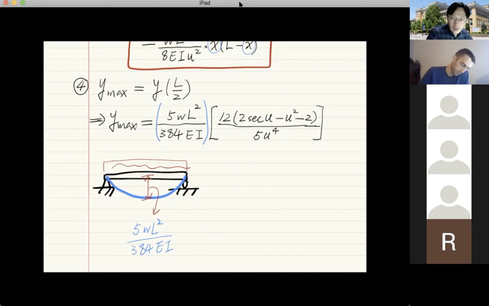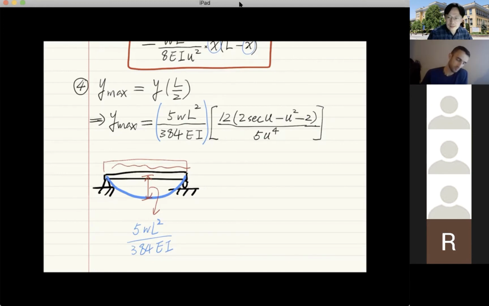So the reason why we want to express y maximum this way is because by writing y maximum this way, you can actually assess the effect of axial force. Because in the case when P is 0, that expression is 5 times WL squared over 384 EI.